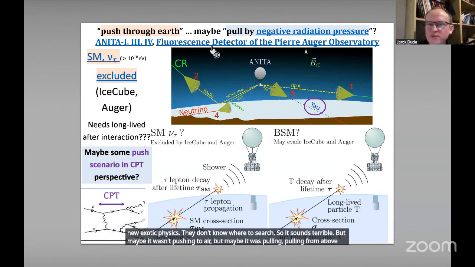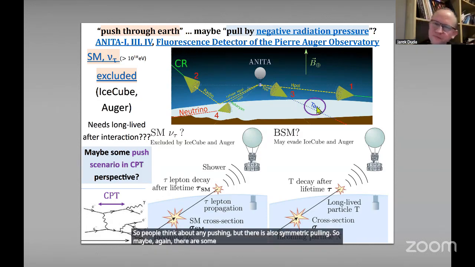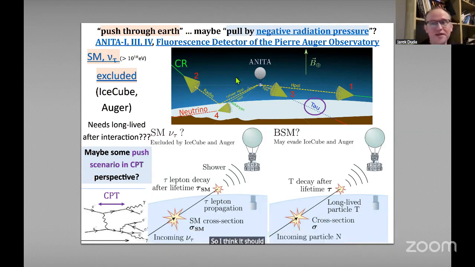So maybe you should think about some CPT symmetric version. People think about only pushing, but there is also symmetric pulling. So maybe again there was some event here, and it was pulling instead of pushing. So I think it should be explored, but again, it's very difficult to test from experiments.